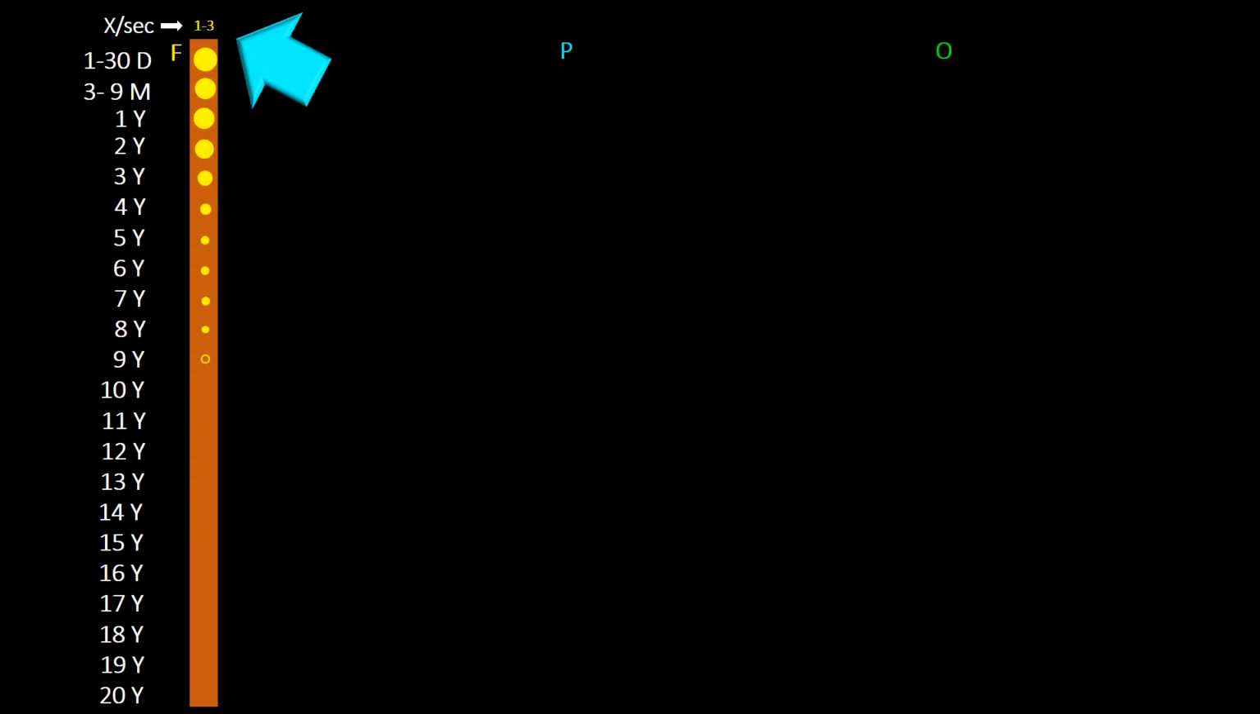The size of the circles represents the relative amount of the given activity, in this case of the 1 to 3 cycle per second activity. So a relatively larger amount of delta activity, that is activity in the 1 to 3 Hertz range, is present during the first 30 days of life, and hardly any will be present at 9 years of age.